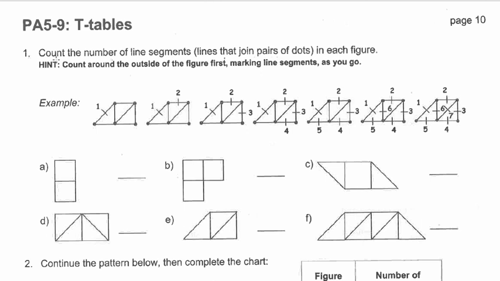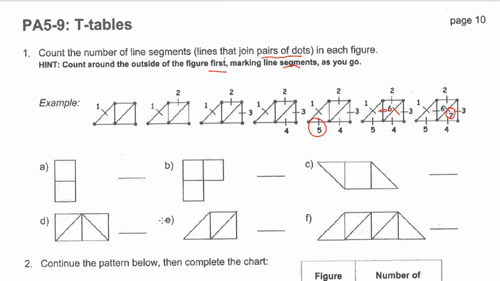Number 1, count the number of line segments, lines that join pairs of dots, in each figure. Count around the outside of the figure first, marking the line segments as you go. So in this example, they count around the outside, which they get up to 5 right here. And then they count the two middle ones, so 6 and 7. You can see it's written here. So that shape has 7 line segments. You count the outside and the inside.